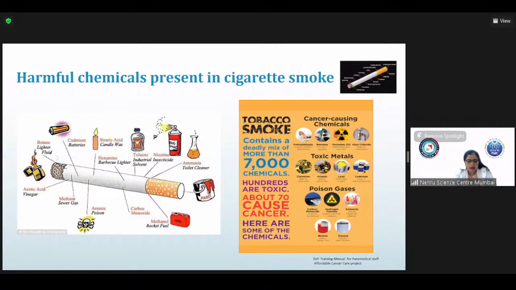Now, apart from that, many smokeless tobacco products contain cancer-causing chemicals, tobacco-specific nitrosamines, the radioactive element polonium-210, polycyclic aromatic hydrocarbons, and harmful chemicals such as arsenic, beryllium, cadmium, chromium, cobalt, lead, nickel, and mercury.